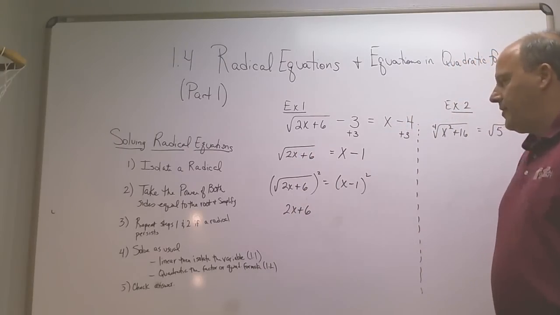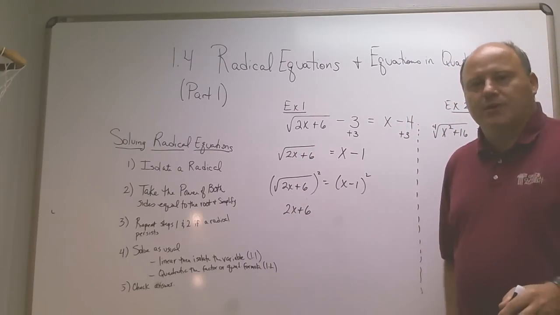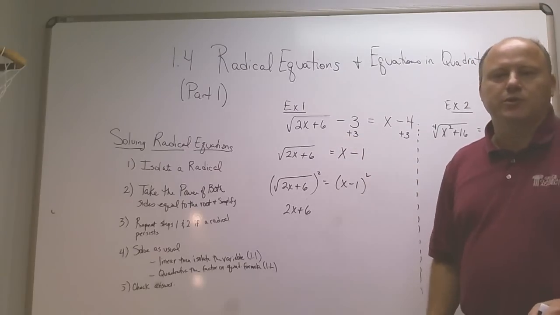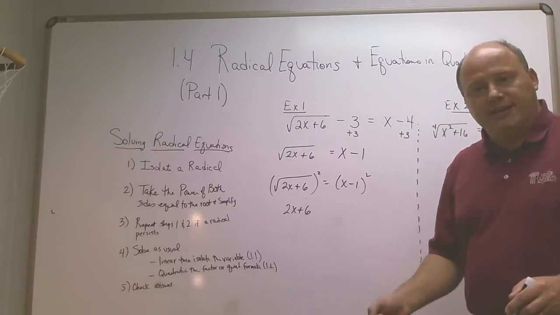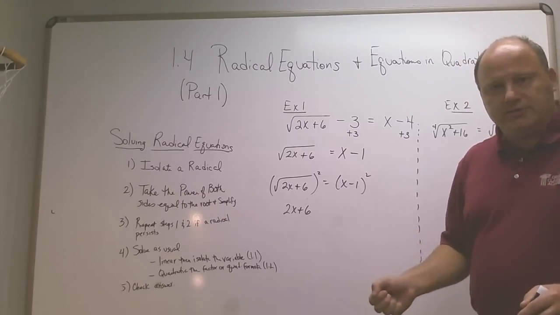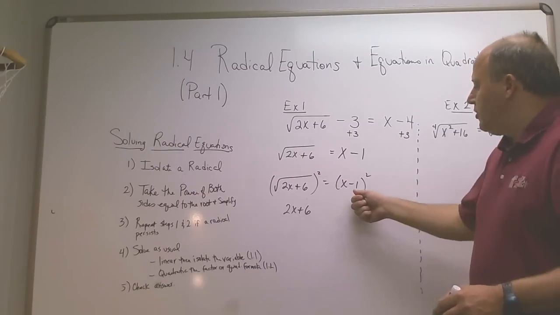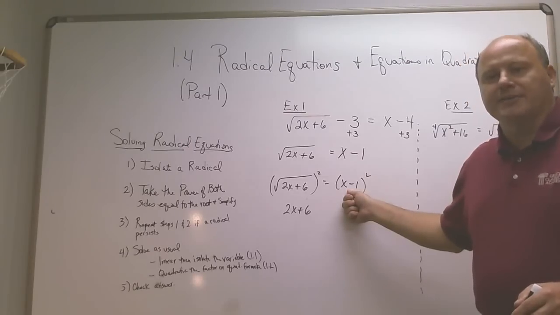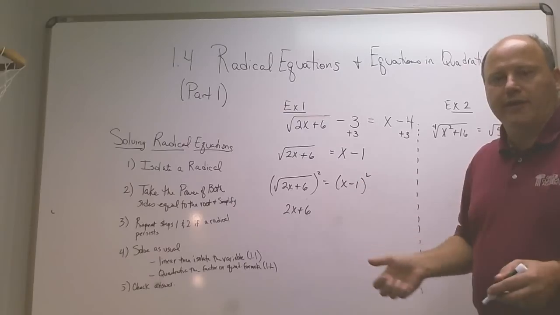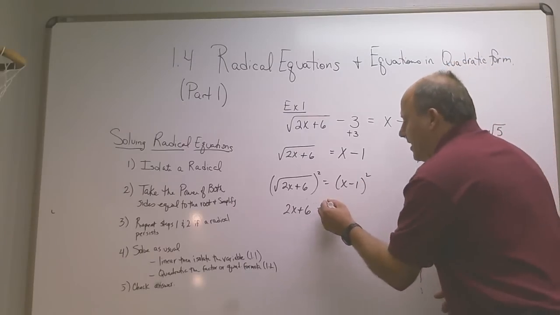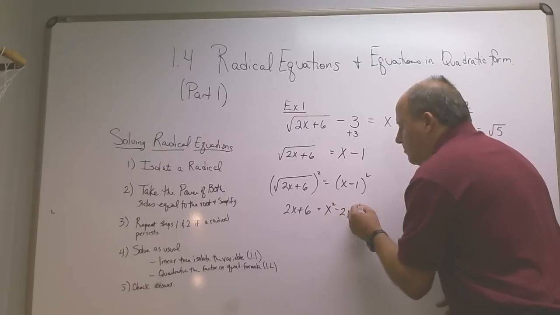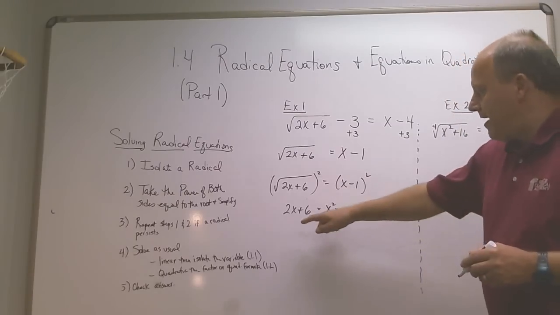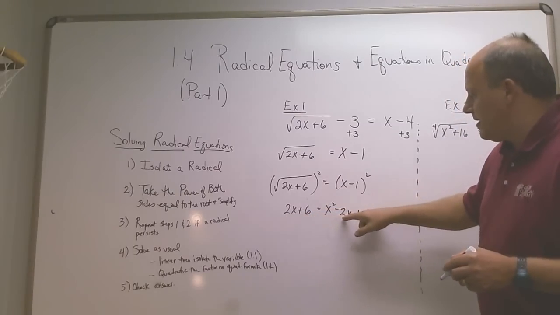And then when you square the right side, it's not just x squared plus 1. A lot of people just slap a square, slap a square, slap a square, and get x squared plus 1 on the right-hand side. You square the sides, like I said a while ago, not the parts of the side. So you've got to square x minus 1. Instead of x squared plus 1, you're going to have x squared minus 2x plus 1. In other words, you FOIL it out. So now we have 2x plus 6 equals x squared minus 2x plus 1.